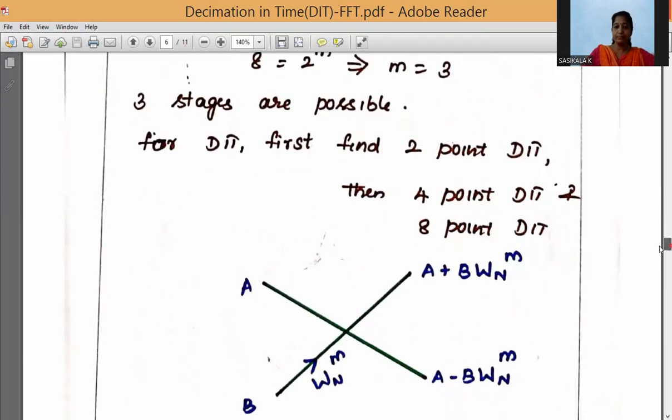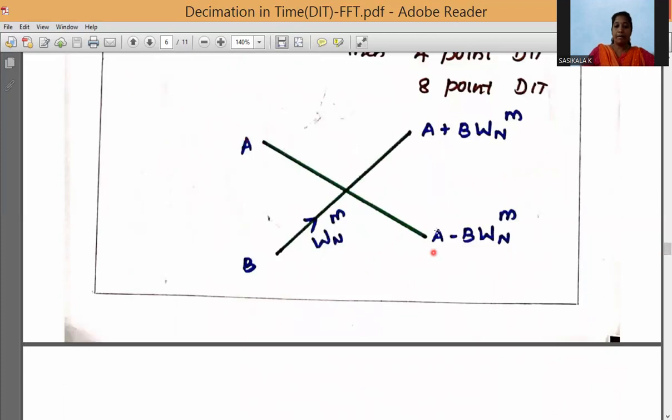Okay. So this is the butterfly diagram for DIT. So you have to put a cross mark and the twiddle factor is written in the second input. So on the left hand side, I'm having 2 inputs A and B, and on the right hand side, I'm having 2 outputs. That is, the first output is A plus B into W base n power m, and the second output is A minus B into W base n power m. So here in the two we'll be having 2 outputs. So here I'm having plus and here the second output I'm having the minus symbol.